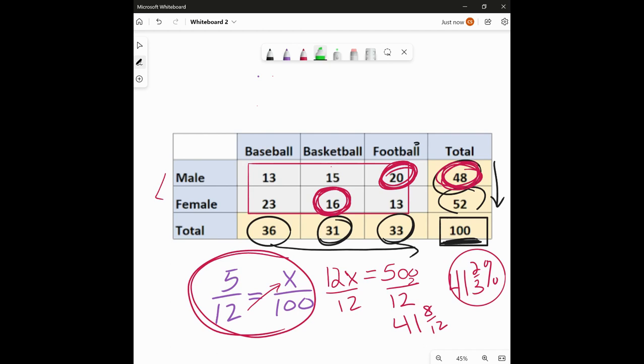Joint frequencies, again, are these numbers in the middle that join the sport with the sex of the person. So 15 would be a joint frequency, and it would be 15 males play basketball. Marginal frequencies are going to be in the margin. They're your totals. And relative is what you connect. And that's how we would do two-way tables.